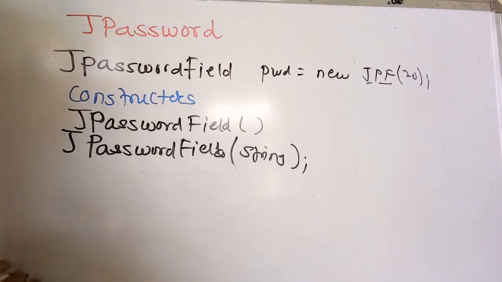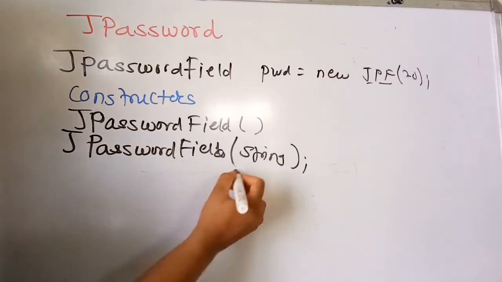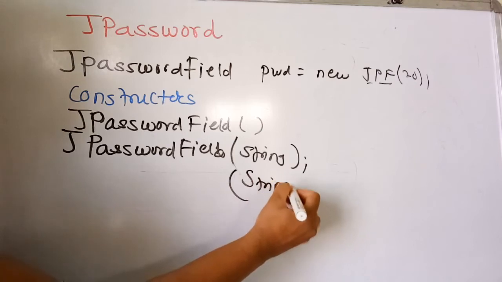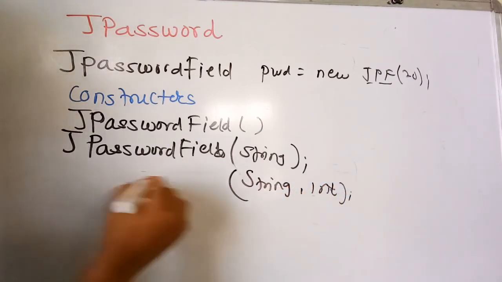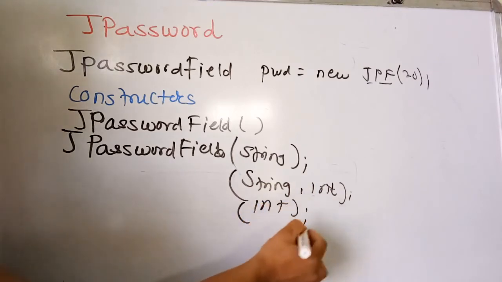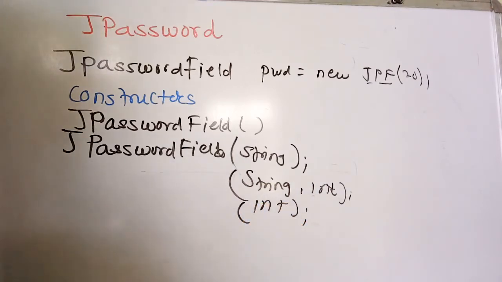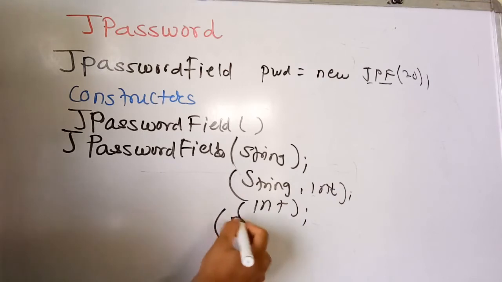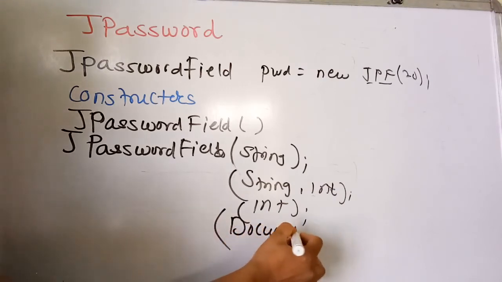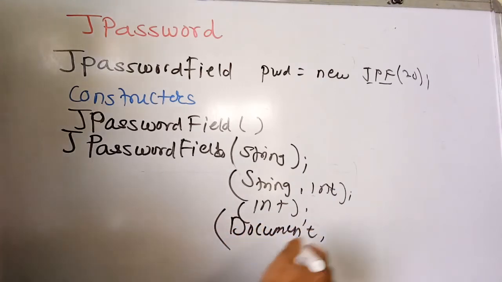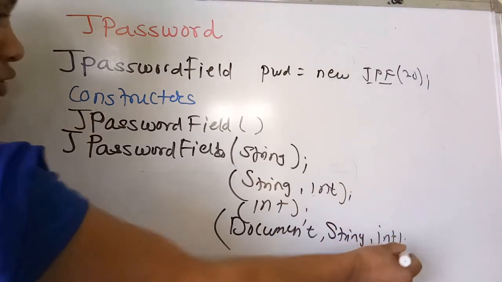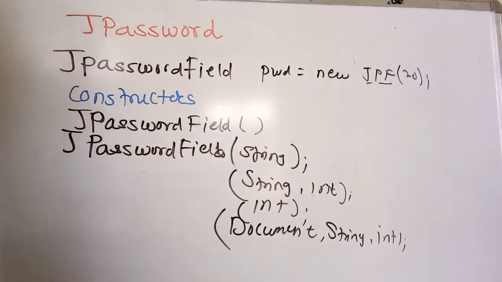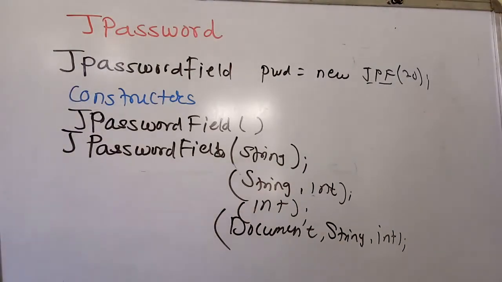Next, you can use both string and integer, meaning you can specify the particular size, or you can use only a single integer also. Then JPasswordField has another constructor, where you can use the document, then string, and again the integer with it. So this is nothing but the JPasswordField constructors.